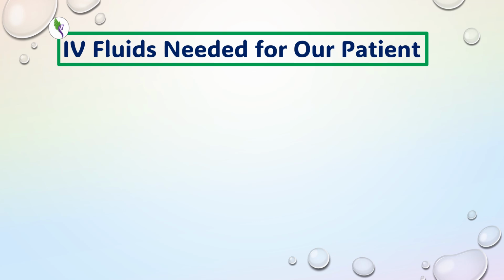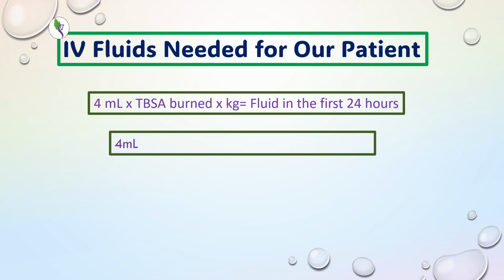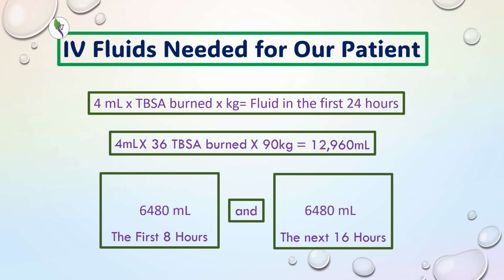Now we're going to determine the amount of IV fluids needed for our patient. We have our 3 variables, our one constant, which is 4 milliliters. We need the total body surface area and the patient's weight in kilograms. This equals the amount of fluid needed in the first 24 hours from the time of injury. So we have our 4 milliliters times 36% of our patient's total body surface area was burned. And this patient weighed 90 kilograms. We multiply those together, and we got 12,960 milliliters. Half will be given in the first 8 hours. That's 6,480 milliliters. And the other half will be given in the next 16 hours. So we have 6,480 milliliters.